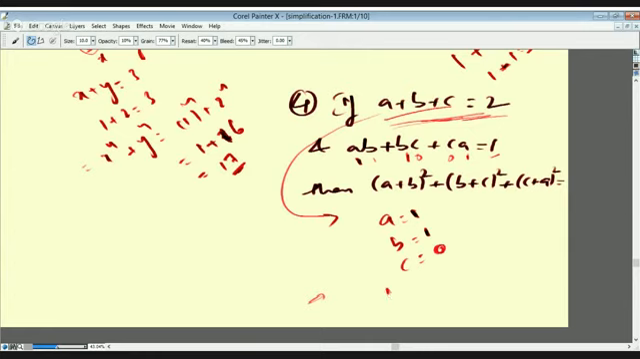So what will happen? 1 plus 1 whole square, plus 1 plus 0 whole square, plus 0 plus 1 whole square. So 1 plus 1 whole square, 2 square, is nothing but 4. This 1 square is nothing but 1, and this 1 square is nothing but 1. So the answer will be 6. Directly you'll be getting the answer as 6.